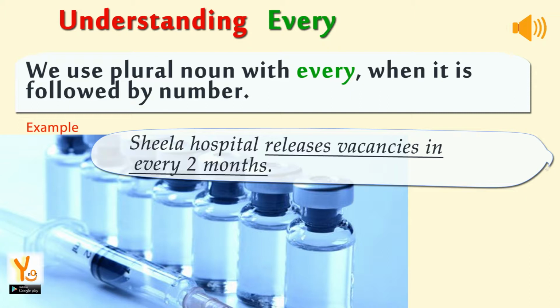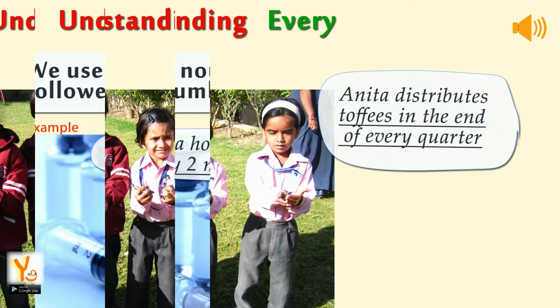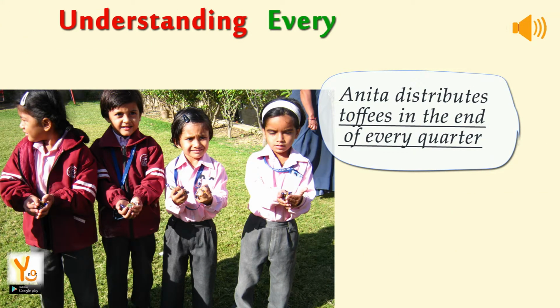We use a plural noun with every when it is followed by a number. For example, Sheila Hospital releases vacancies in every 2 months. Another example. Anita distributes toffees at the end of every quarter.